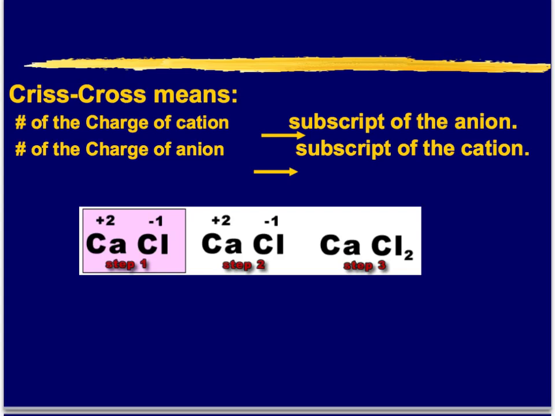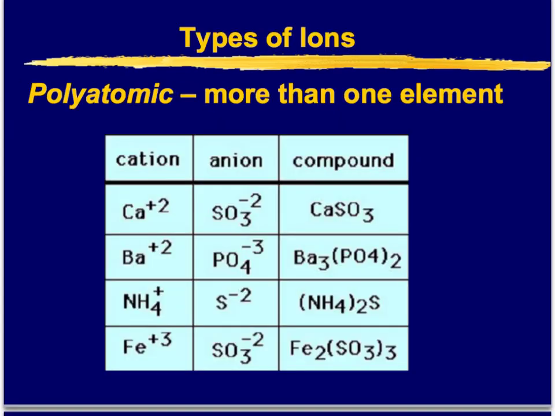Another way to say that is when you use the crisscross method, you're basically going to take the number of the charge on the cation, and it's going to be the subscript on the anion, and whatever the charge is on the anion is going to turn out to be the subscript on the cation. But again, we don't write the 1, we just assume if we're writing the element symbol there's at least one of them there.